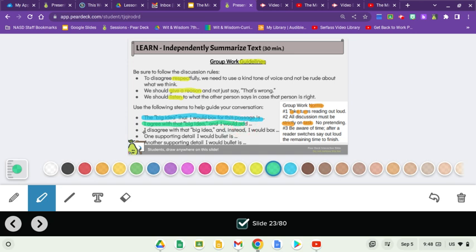All right. So if you disagree, we're going to highlight that green too with that big idea the first person mentioned. Instead, I would box one supporting detail. Oh, well, here we are. Switch it over to purple for me, please. One supporting detail I would bullet is what I see here on the slide, X or Y or page Y or Z. Another supporting detail that I would bullet is, all right, go get them.